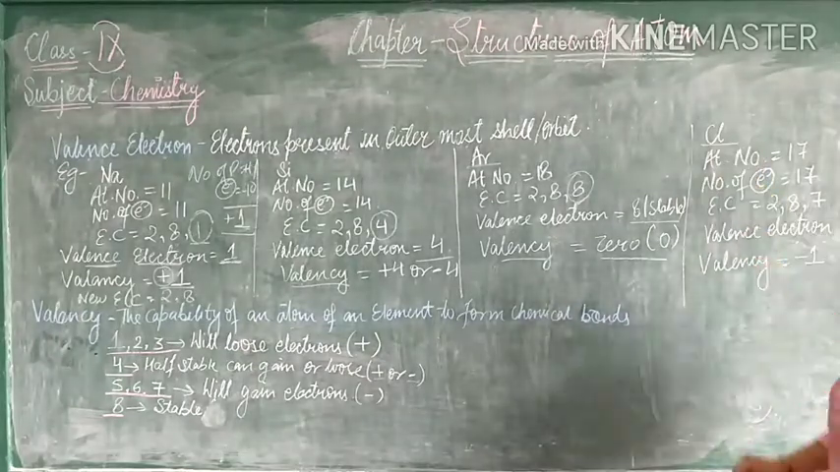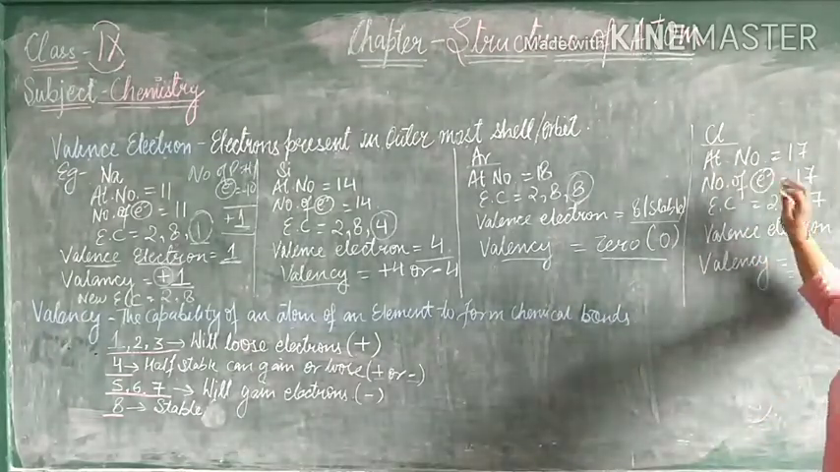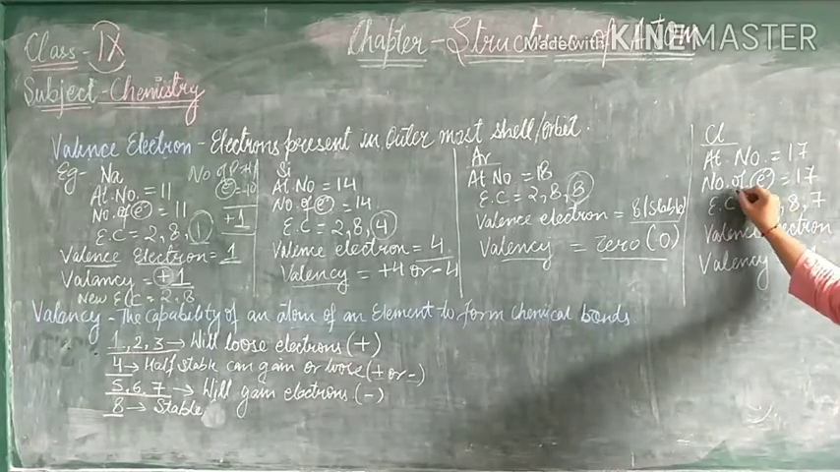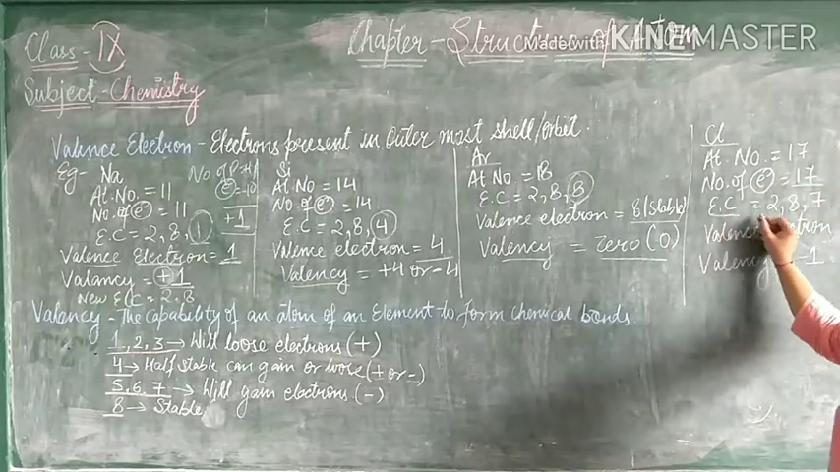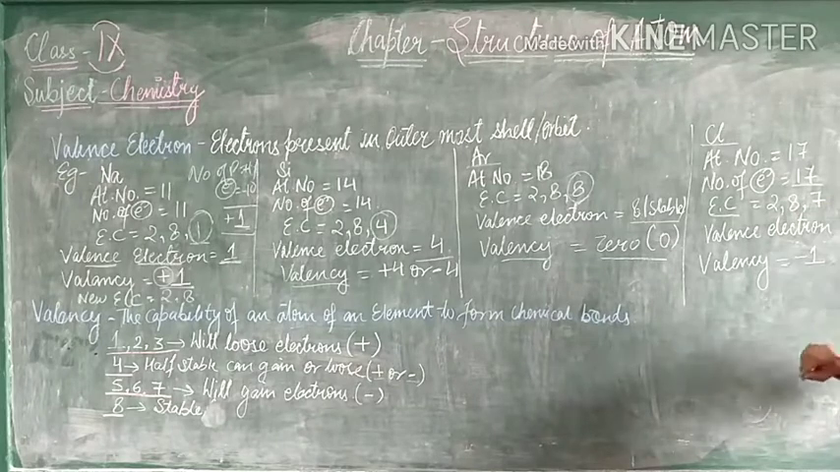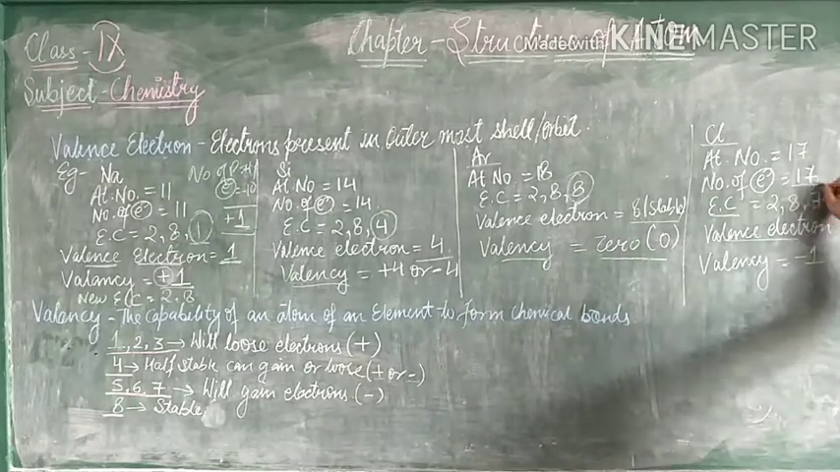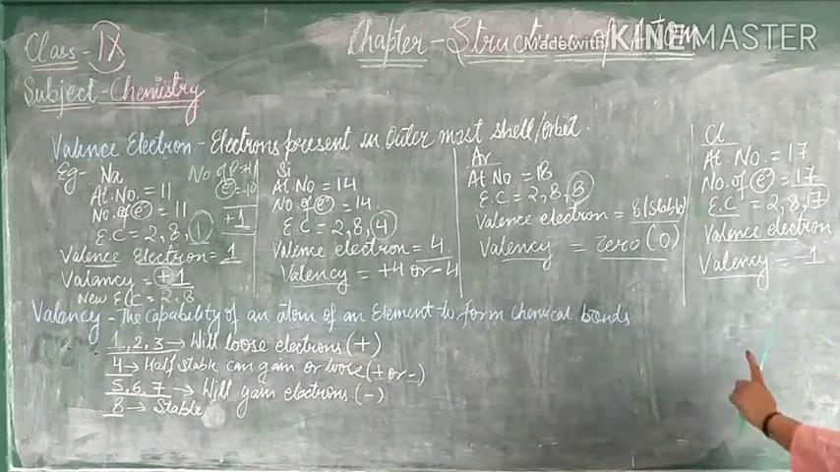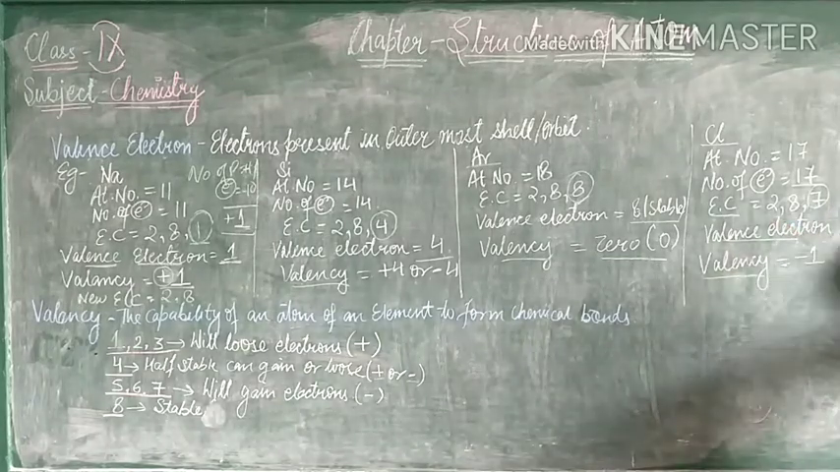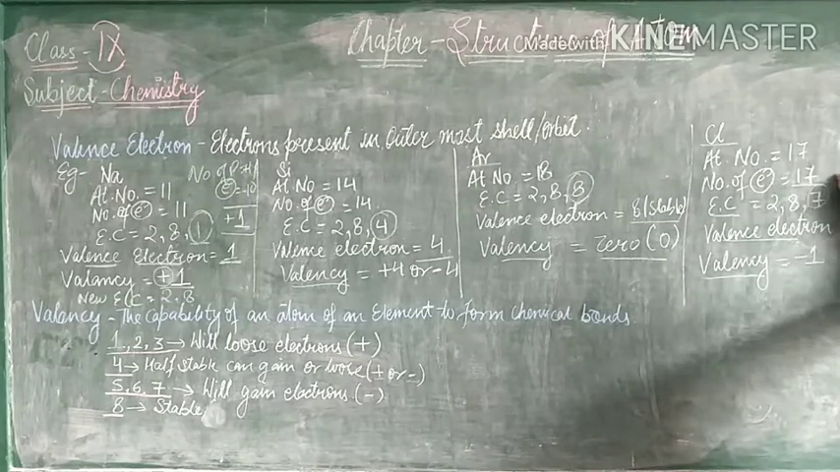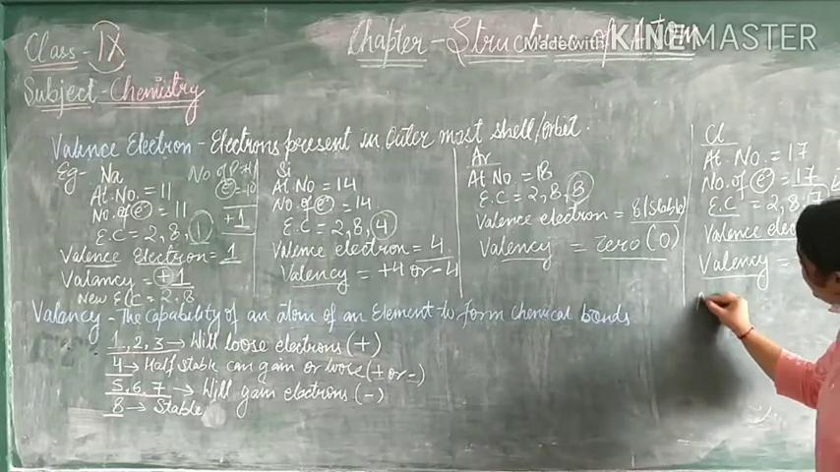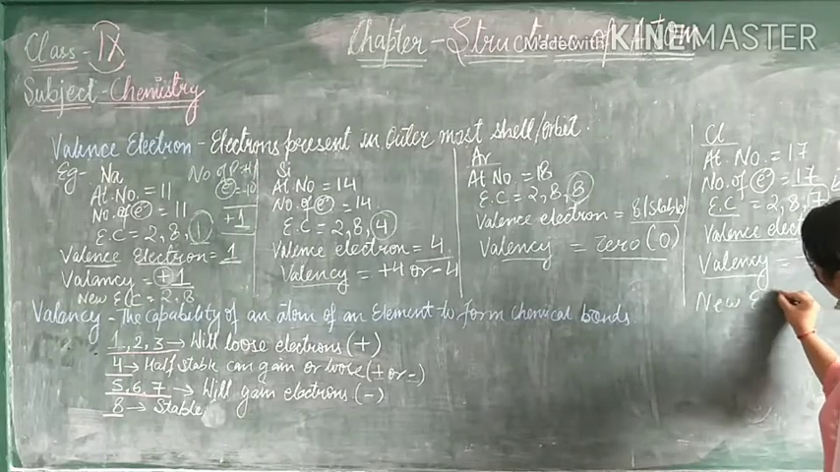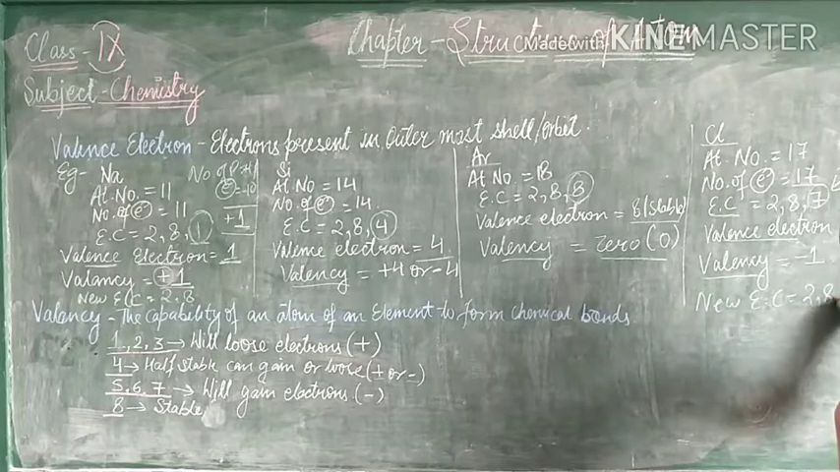Then the case comes of chlorine. The atomic number of chlorine is 17. Please be careful here. Okay, number of electrons is 17. Electronic configuration is 2, 8, 7. Valence electron will be 7 because the outermost shell has 7 electrons. What will be the valency? Now listen carefully. See, 7 is the outermost, so it is going to gain 1 electron. एक इलेक्ट्रॉन अपने पास लेगा, ठीक है, तो नई इलेक्ट्रॉनिक कॉन्फ़िगरेशन क्या हो जाएगी? That means 2, 8, it will take 1, so it will be 8.